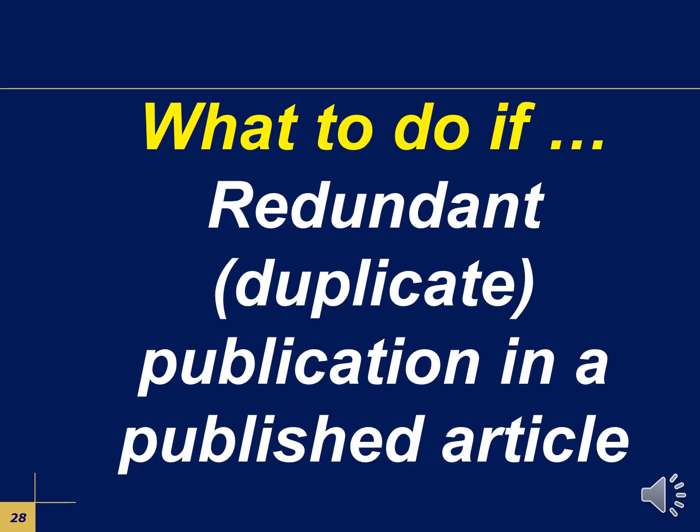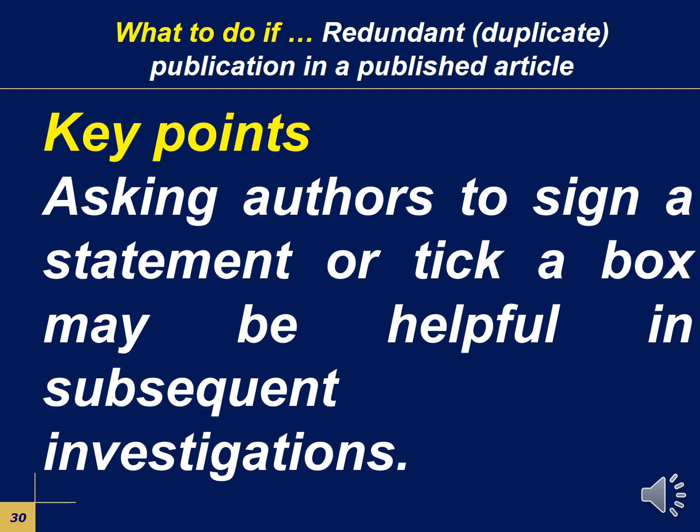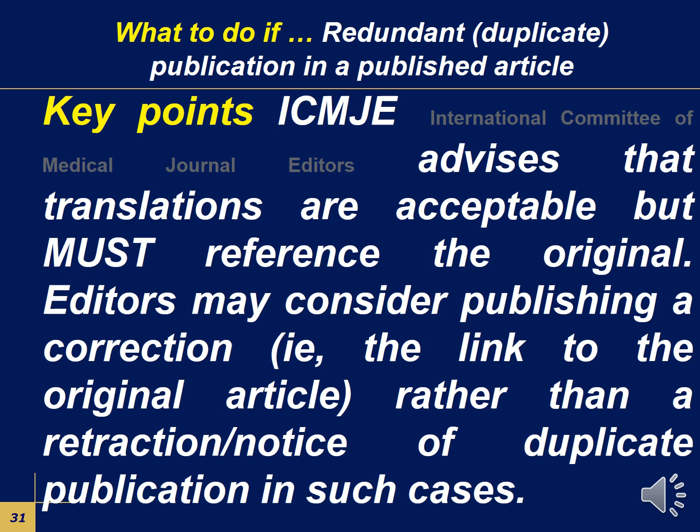What to do if there is redundant publication in a published article? The instructions to authors should state the journal's policy on redundant publication. Asking authors to sign a statement or tick a box may be helpful in subsequent investigation, because you already signed the box, which means you have submitted the undertaking. Please take note of this. ICMJE advises that translations are acceptable but must reference the original.